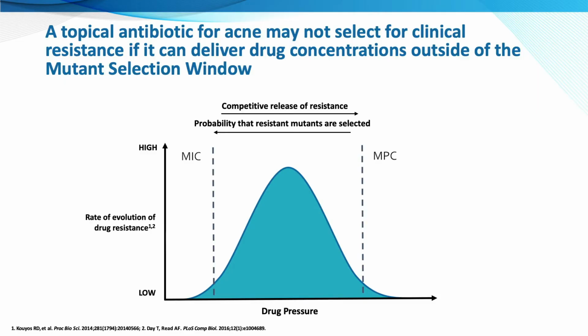Topical formulations may be advantageous when considering selection for resistance because they can allow for delivering concentrations above the mutant prevention concentration on the skin, but with very low systemic exposure. Since well-formulated topical agents typically provide favorable skin tolerability and usually preclude systemic toxicity, they can be dosed much higher than with oral administration. Obviously, this is going to depend on which antibiotic we are considering.